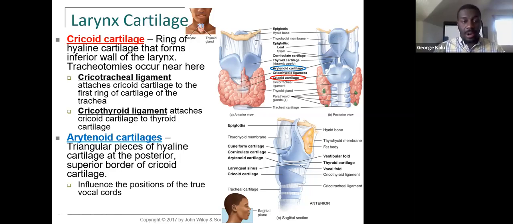So those are the pieces of cartilage I want you to be comfortable with. Okay, the thyroid cartilage, the epiglottis, the cricoid cartilage, and the arytenoid cartilage. Okay. Those are the only four I want you to worry about for the exam.